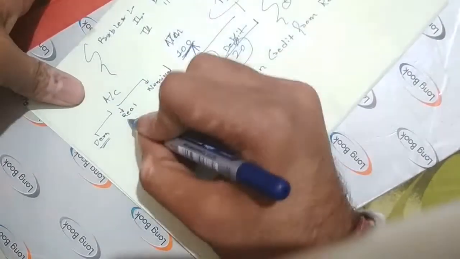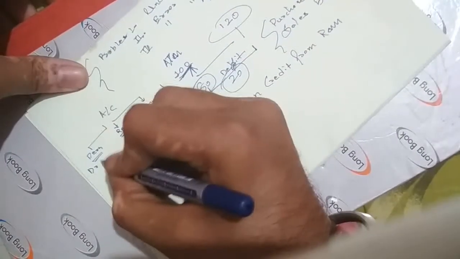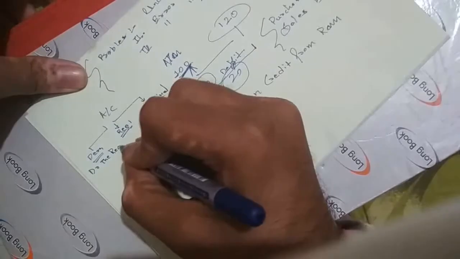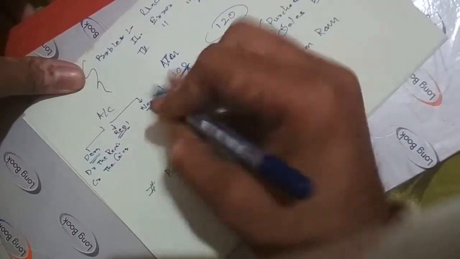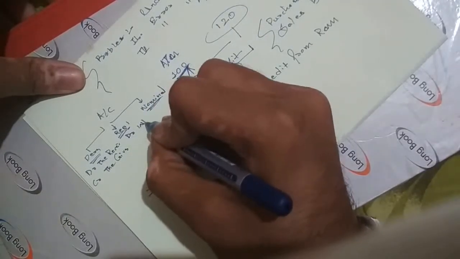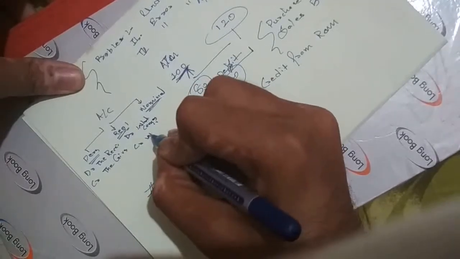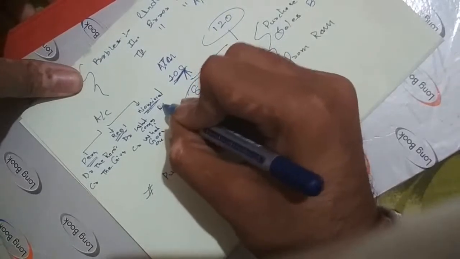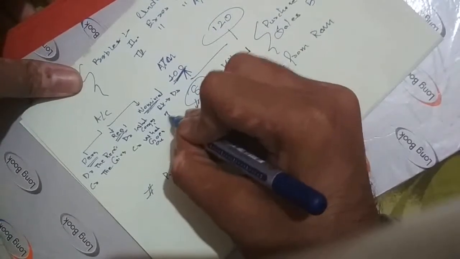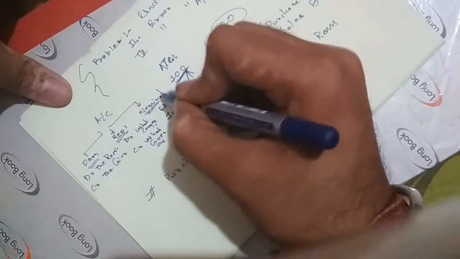Here you need to remember the rules: debit the receiver, credit the giver. Debit what comes in, credit what goes out. For nominal accounts, expense is debit and income is credit. You need to remember this. And I told you what is personal, real and nominal.